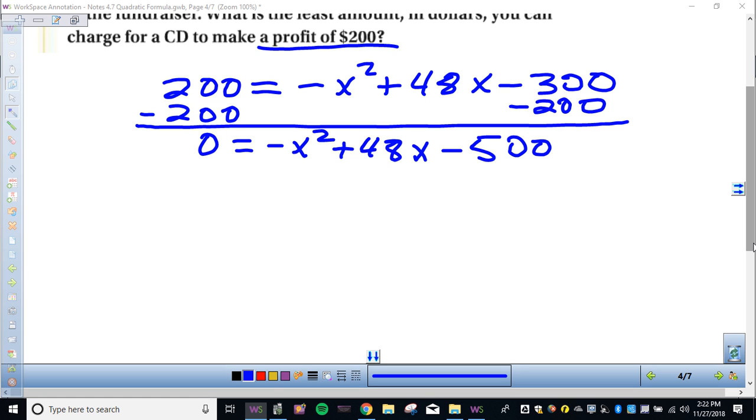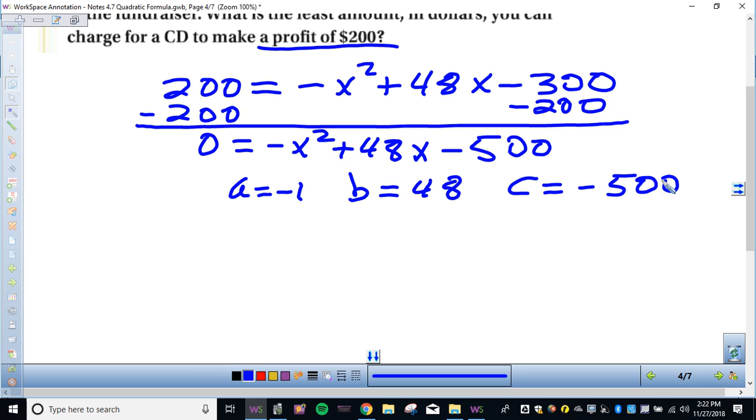It's fun. Okay, so we're going to plug in here. a is negative 1, b is 48, c is negative 500. And then you might start moaning, oh, my life's so hard, they're big numbers. Who cares? You've got a calculator, right? No big deal.